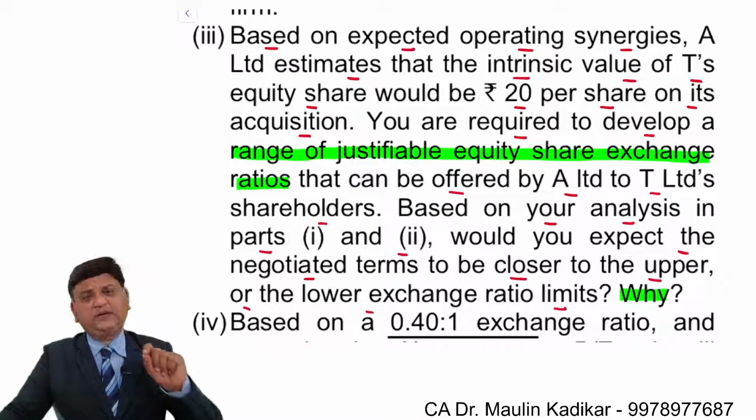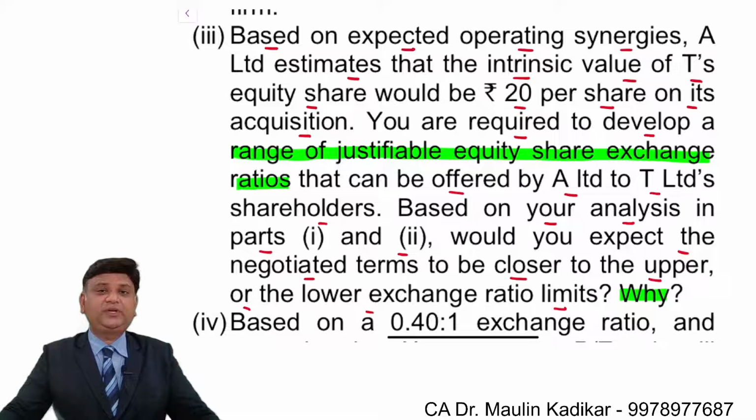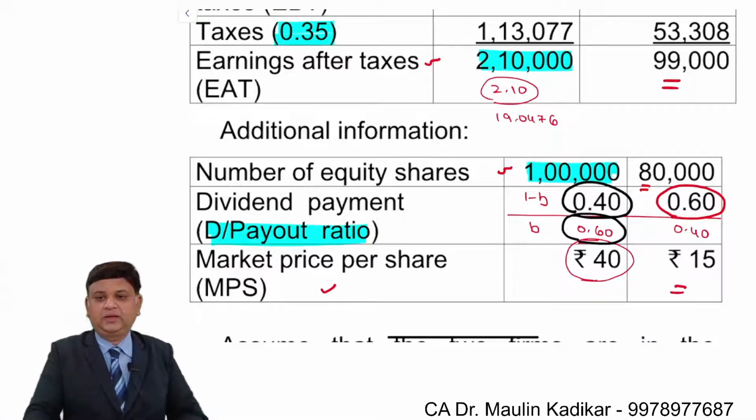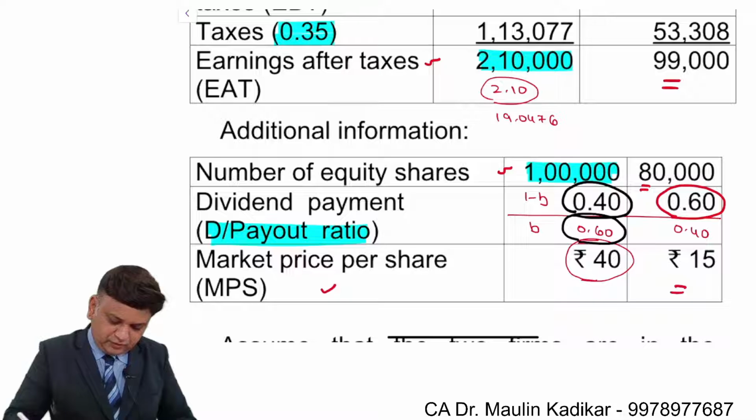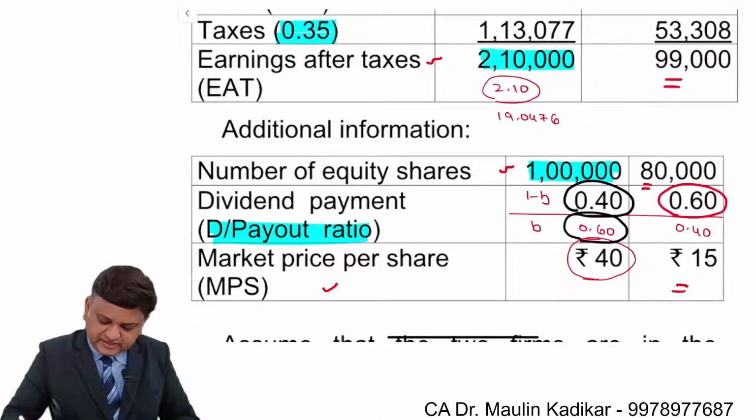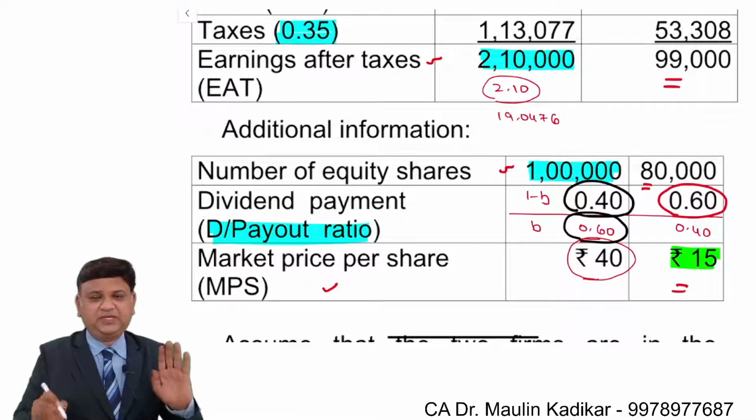I want you to tell me in the chat box what is the justifiable equity share exchange ratio considering the information given. Now friends, we understand that from the target company point of view, they know that the market value of their own independent share is 50.